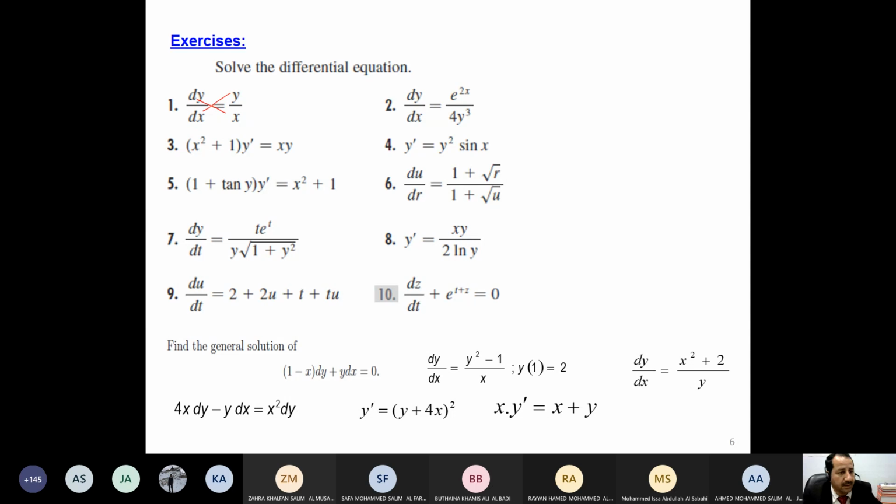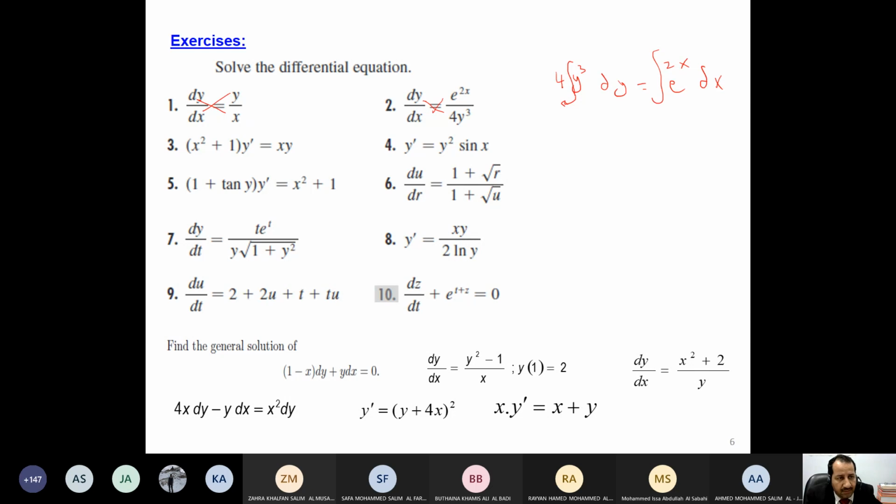Okay. Now let's take another one. Just one second. I will take this one. This one I can cross multiply. So it will be 4y to the power 3 dy equals exponential 2x dx. Now it's clear that I can integrate.